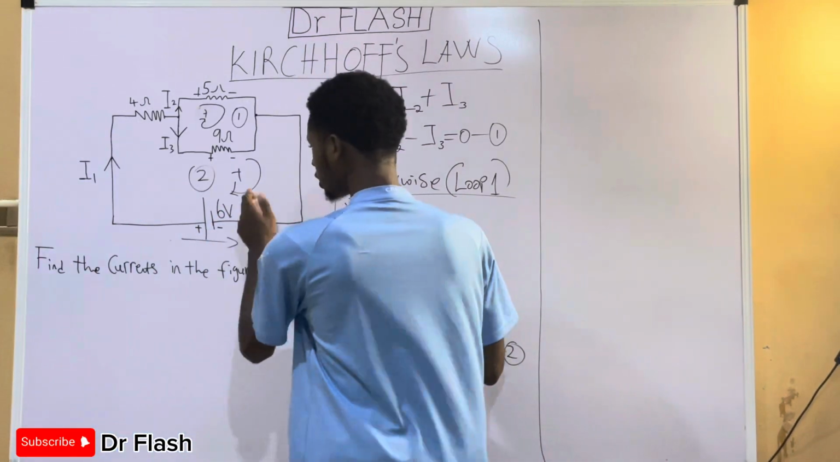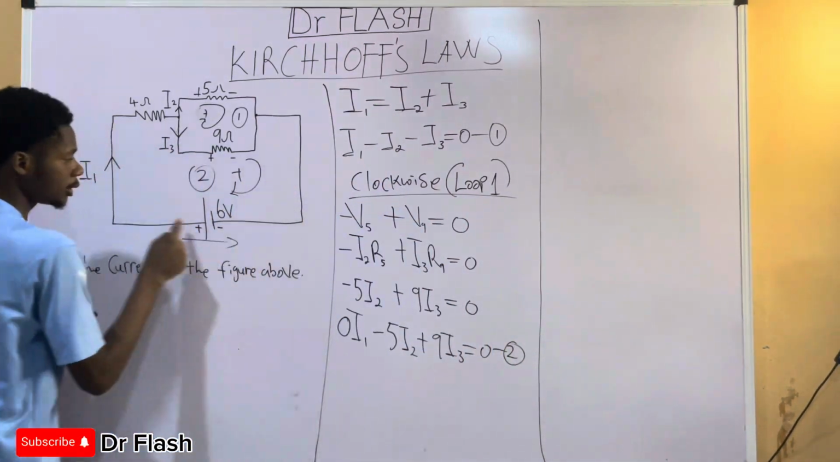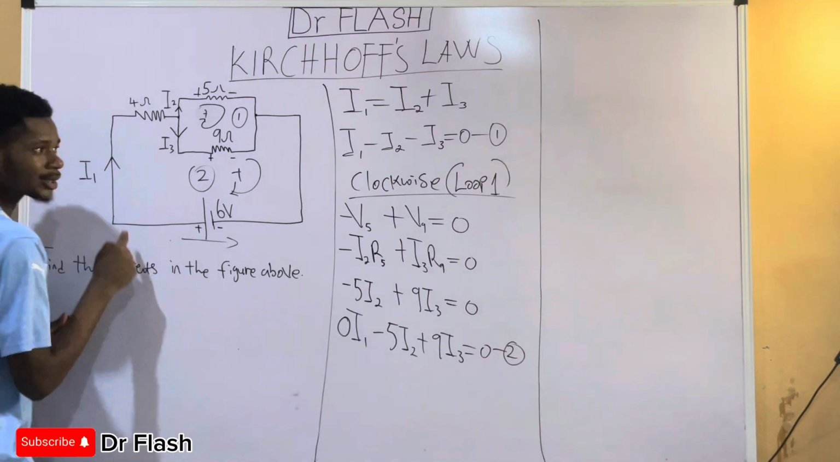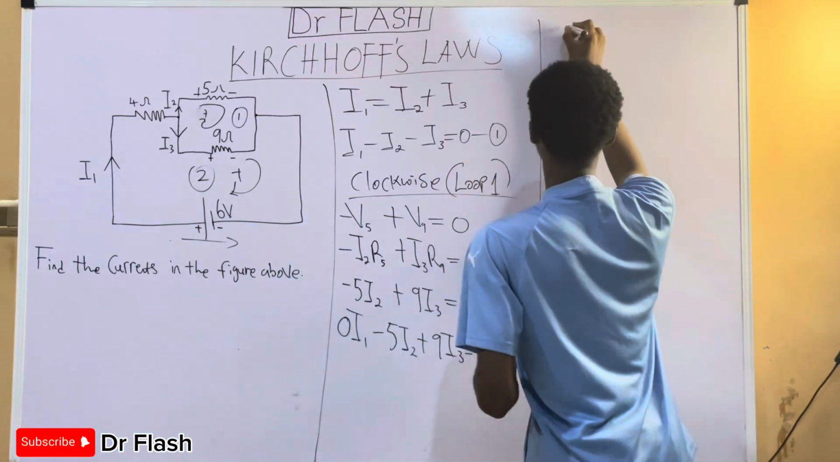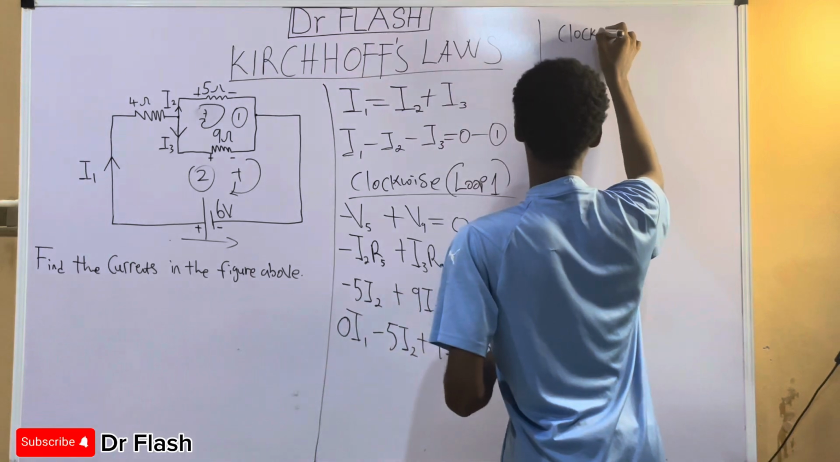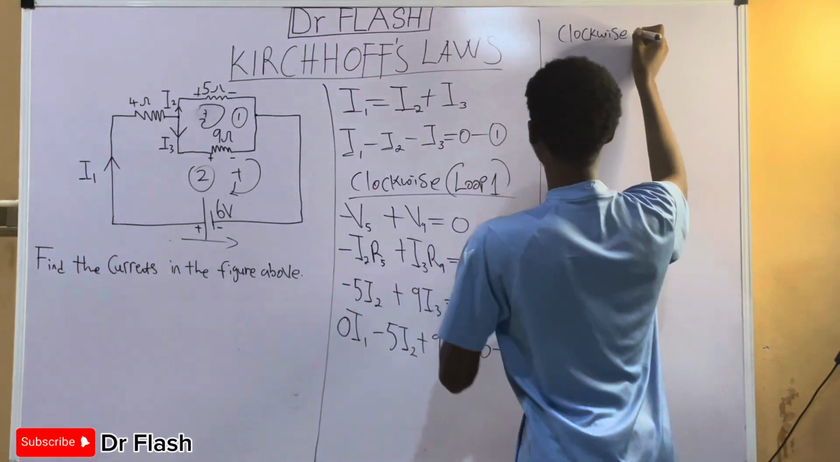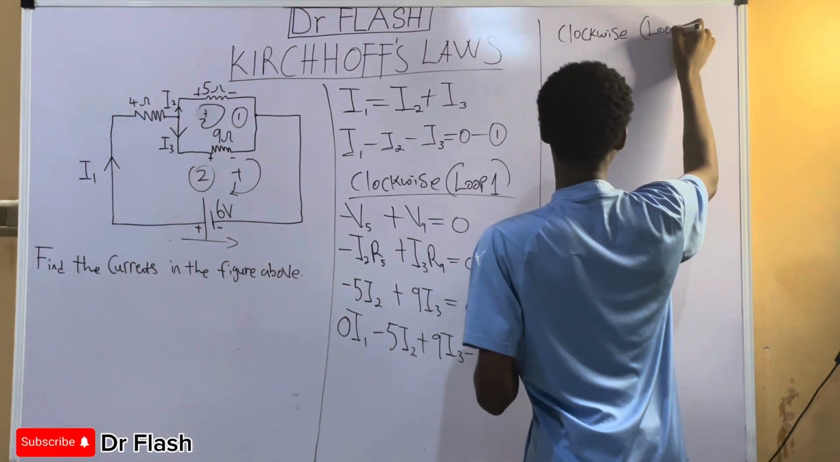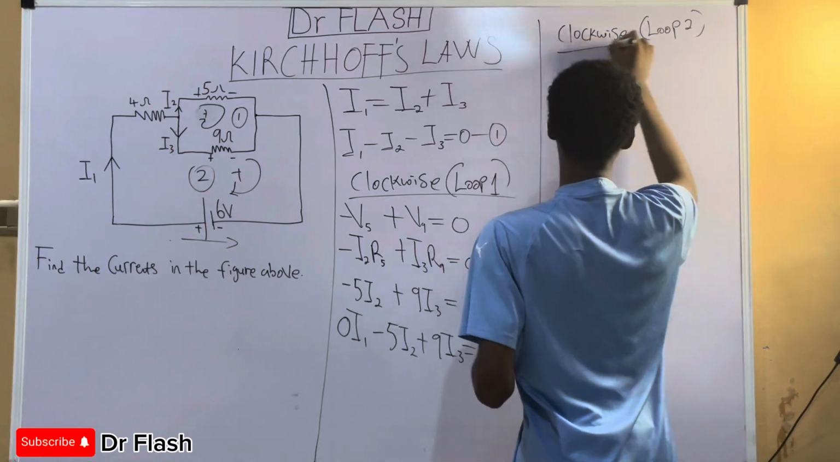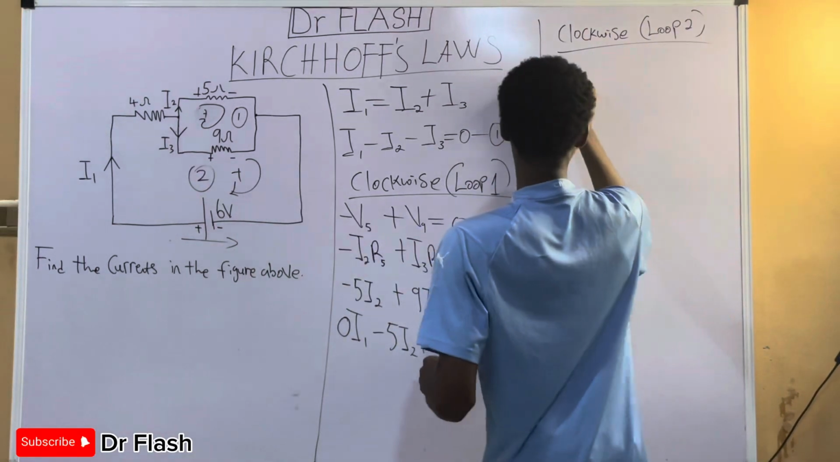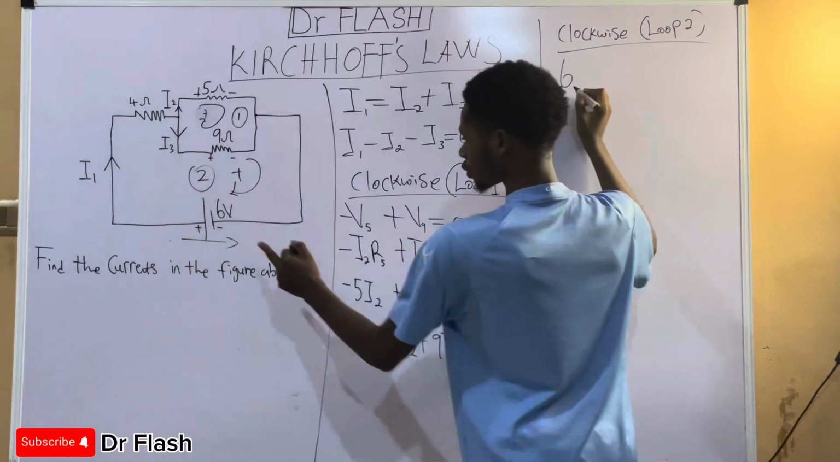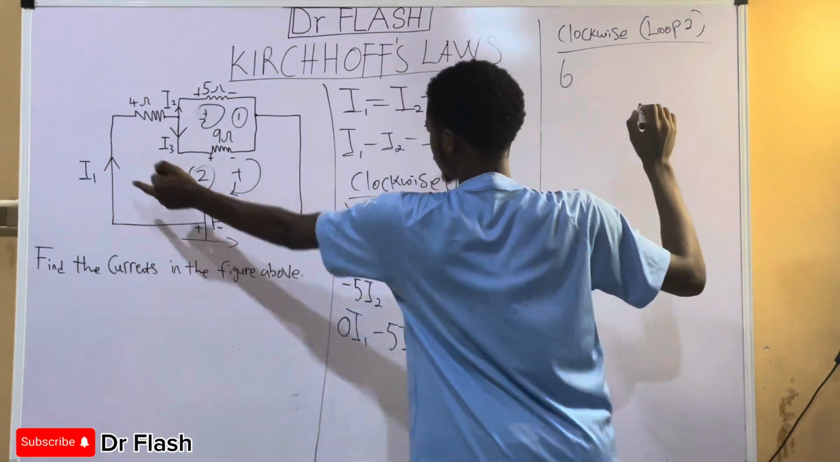Okay, so we are going in this direction, which is the clockwise direction. So I'm going to come here and write, still for the clockwise direction. In this case, we are having loop 2. Still for the clockwise direction, we are going to have the 6 volts, which is positive. It is positive because we are choosing this direction.